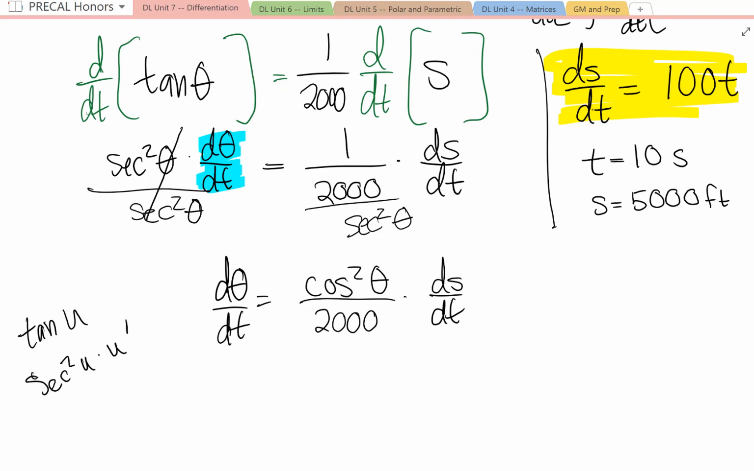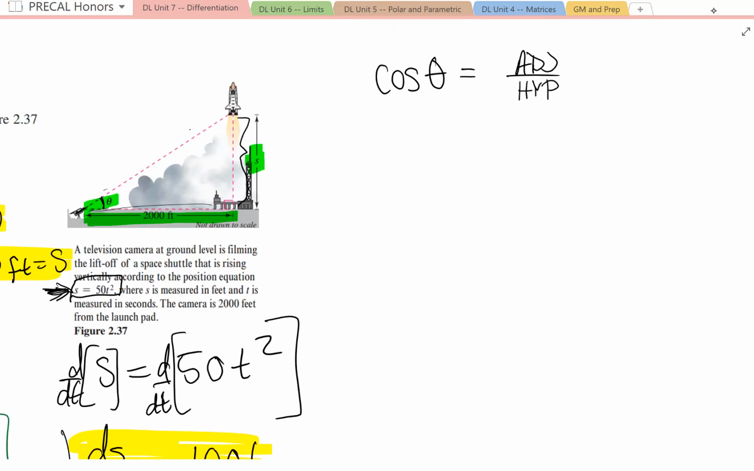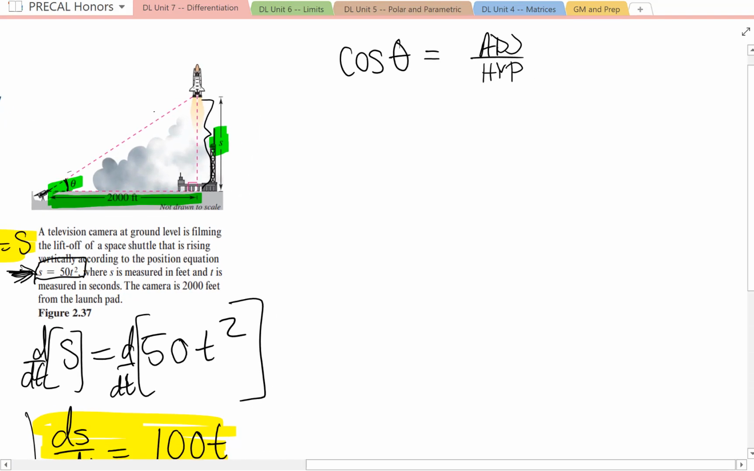But here's the thing. We have ds dt, which we could plug in here, but then we have cosine squared theta. We don't have theta, we have t, and we have s. Is there any way we can write cosine theta in terms of s? Looking at the original diagram, cosine of theta is equal to the adjacent side over the hypotenuse. And I don't even have a label for the hypotenuse. So before I find a label for cosine theta, I need to find a label for the hypotenuse.